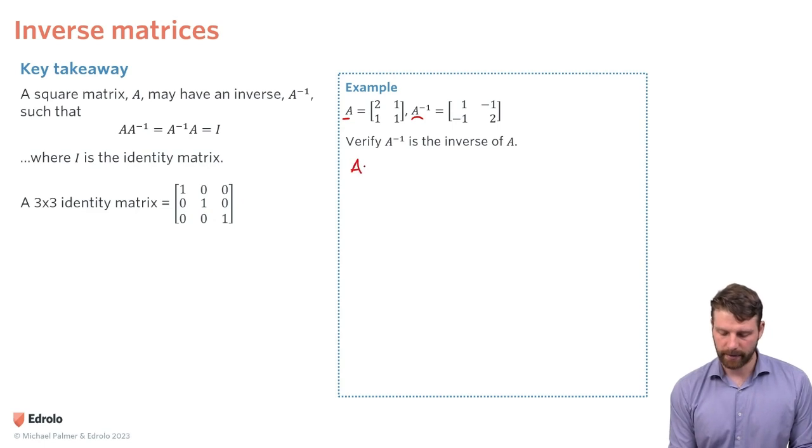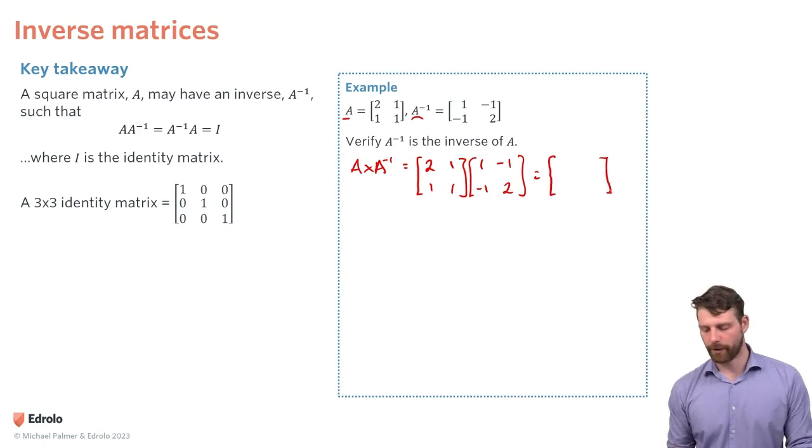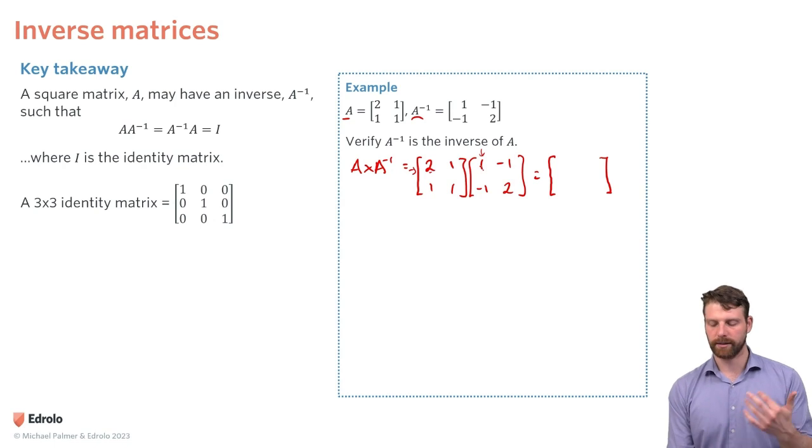Let's do A times A inverse. So that's going to give me 2, 1, 1, 1 times 1, negative 1, negative 1, 2. Okay, so I've got a 2 by 2 matrix times a 2 by 2 matrix, and that will give me a 2 by 2 matrix. So let's work out that first position. I'm going to have to go across this row and down this column. So that's 2 times 1 is 2, plus 1 times negative 1 is minus 1. So that gives me 2 minus 1 is 1.